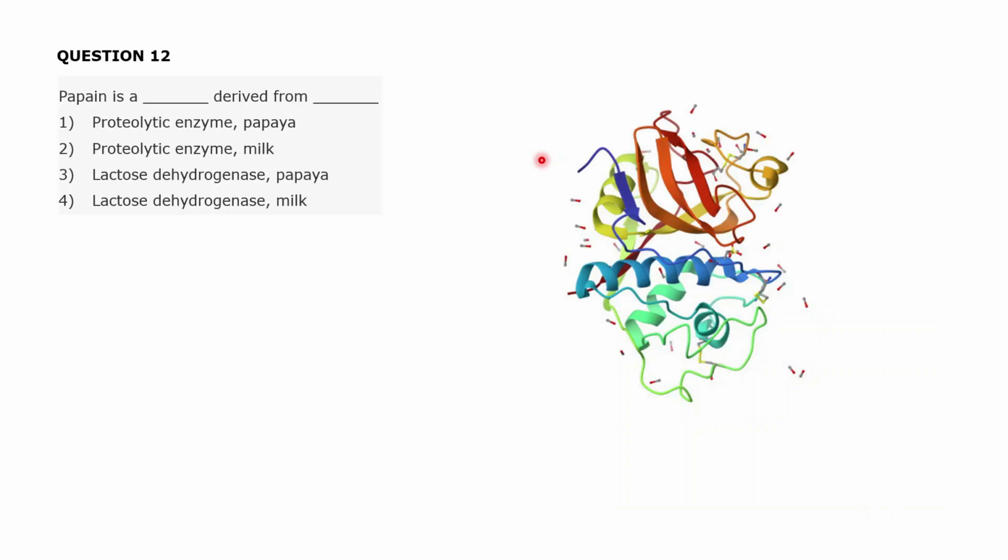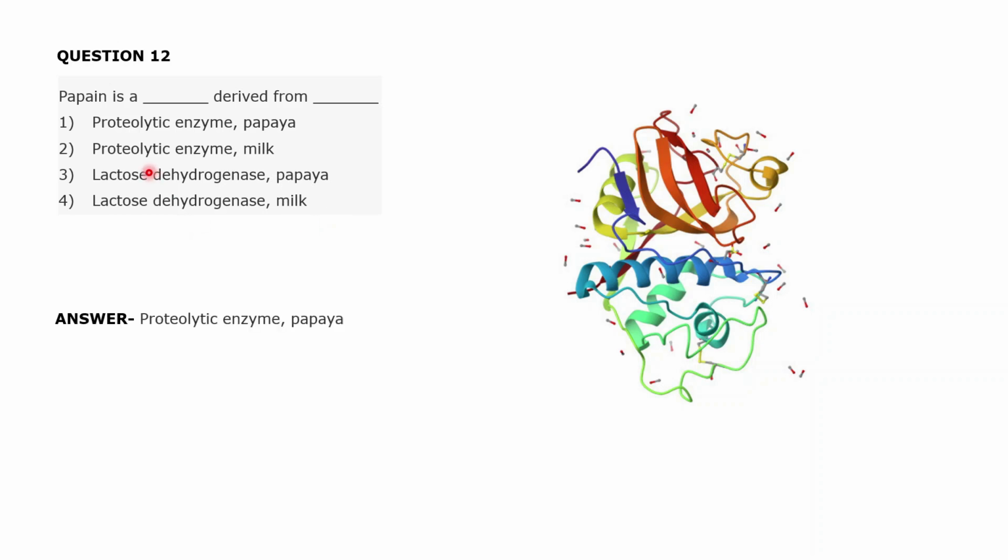Coming on to question number 12. Papain is which enzyme, derived from where? The options are: proteolytic enzyme, papaya; proteolytic enzyme, milk; lactate dehydrogenase, papaya; lactate dehydrogenase, milk. Which is the answer? Option 1, sir. Option 1.